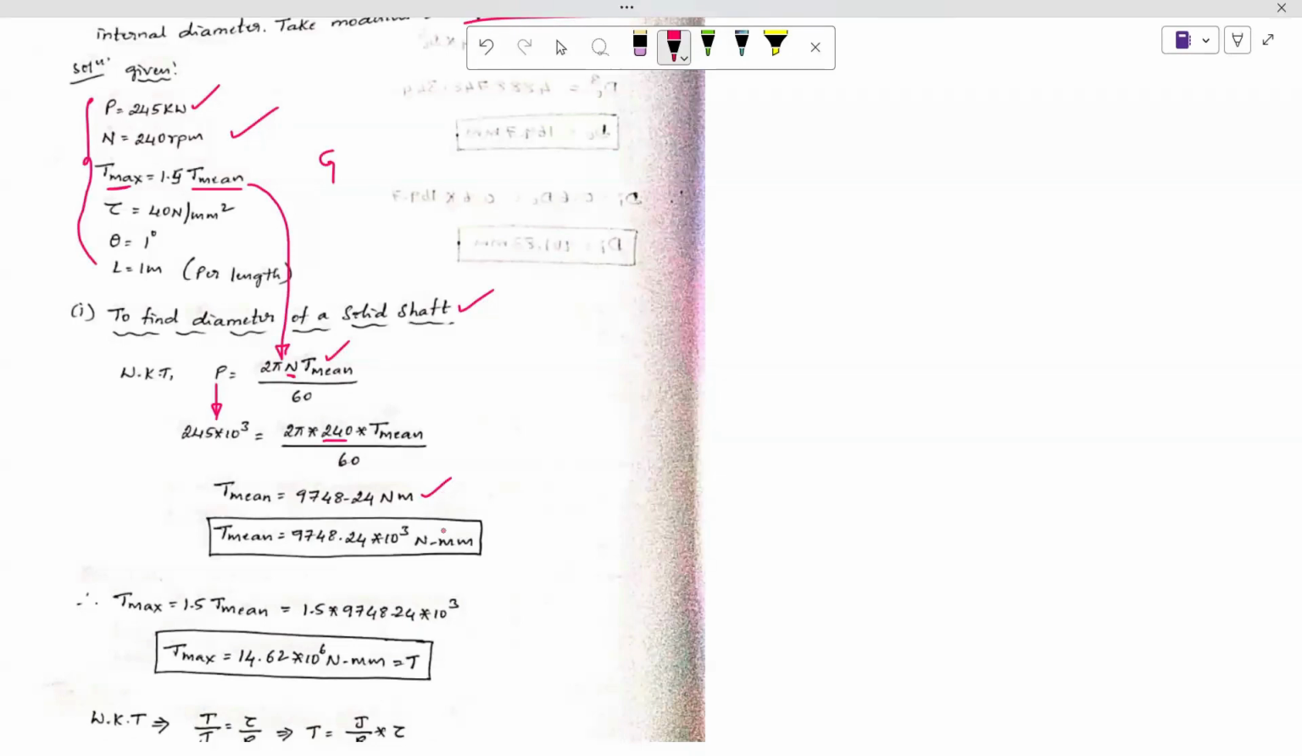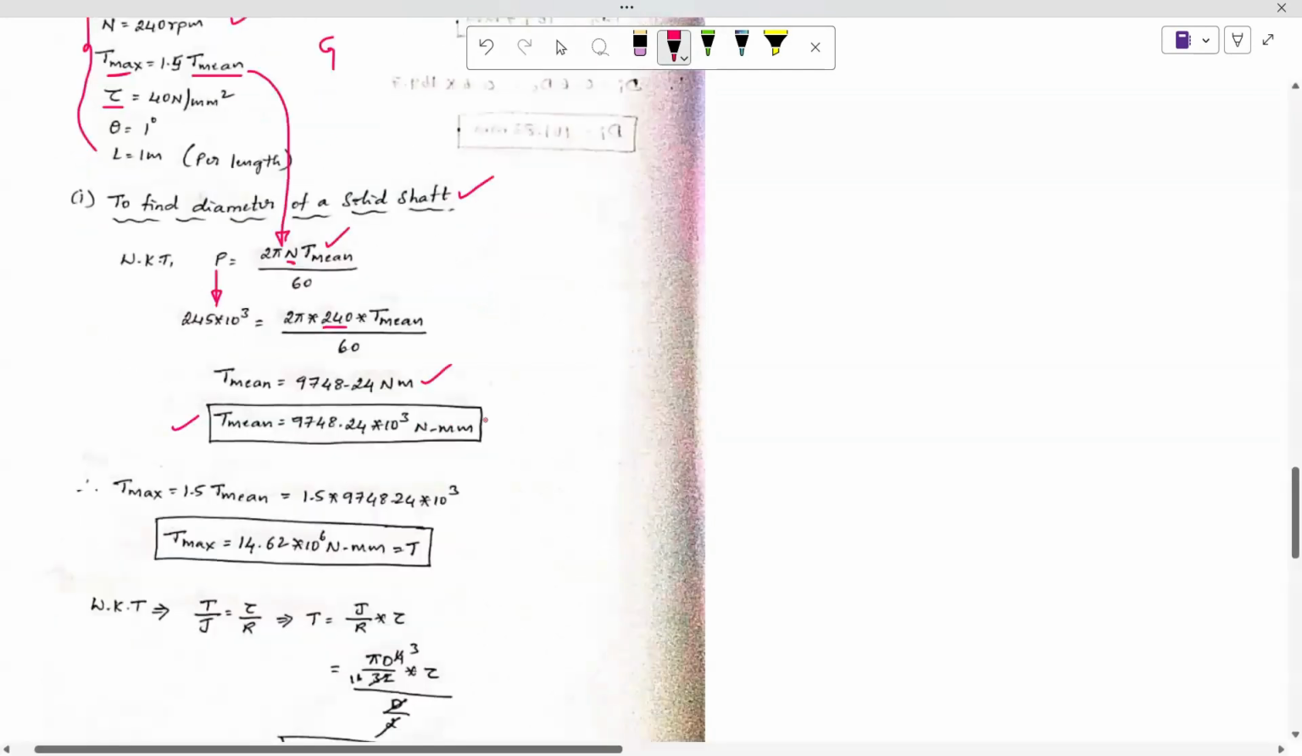Now convert that into millimeters, because the shear stress we are going to consider will be in terms of Newton per millimeter square. So we need to consider torque also in terms of Newton millimeter. Just multiply by 10 to the power of 3, very simple. So the mean torque as of now is 9748.24 into 10 to the power of 3.